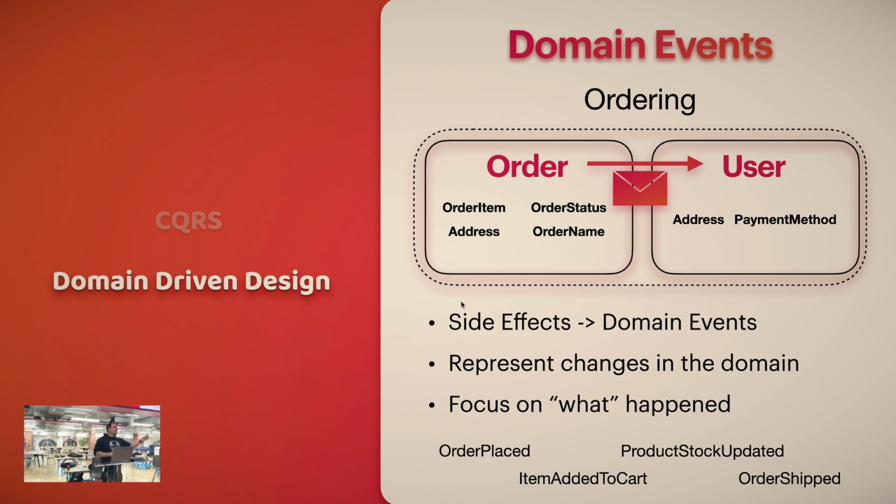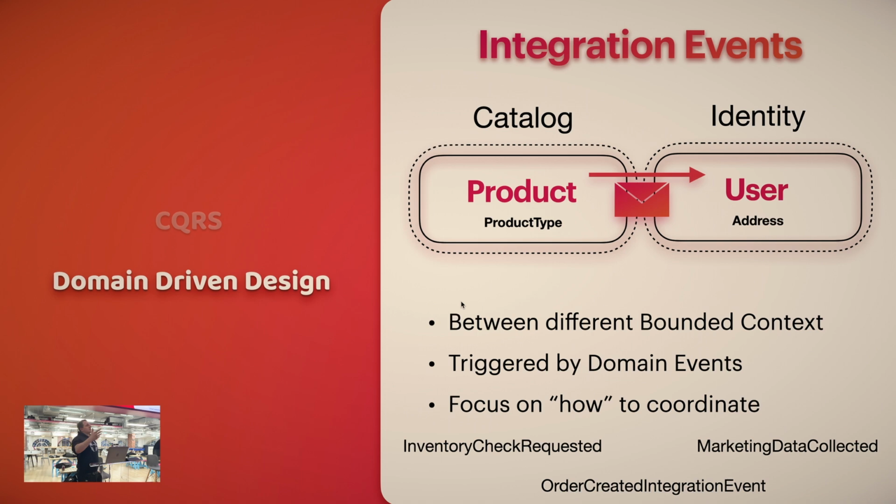So when you do a change in the order aggregate, you cannot do a change in the user aggregate. You can only do a change in the aggregate you're working on. It's the reason why there are domain events, which trigger side effects in other aggregates, and there are integration events, which trigger side effects in other bounded contexts.